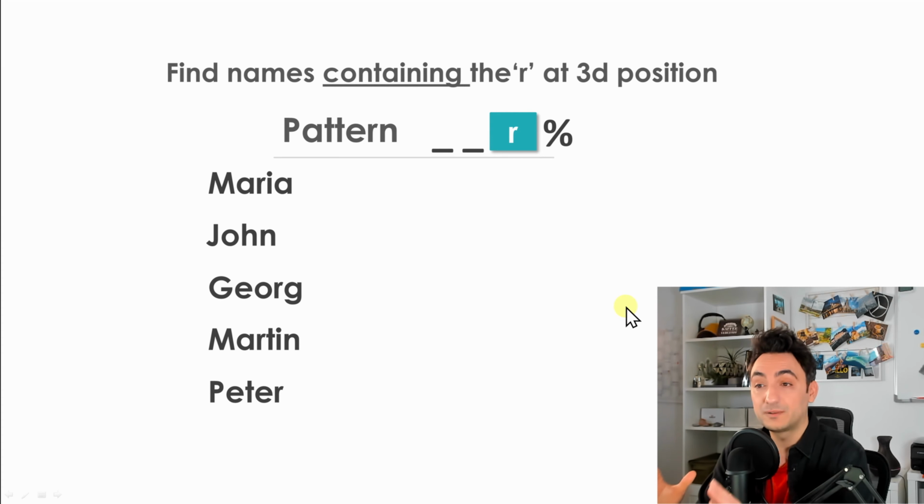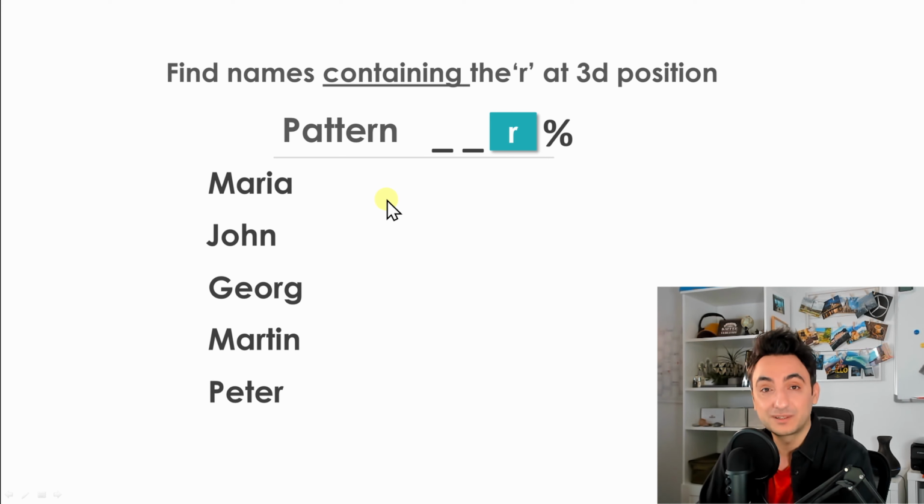Okay, so now we come to the final one. It says find names containing the R at the third position. Here we are very specific. We are saying exactly the third should be the R. So in order to do that, we will not use the percent in our pattern. We're gonna use the underscore. It says the first character could be anything. The second character could be anything as well. But the third character should be exactly the R. And after that, it could be anything. It could be empty, or a bunch of characters. We don't care about that.